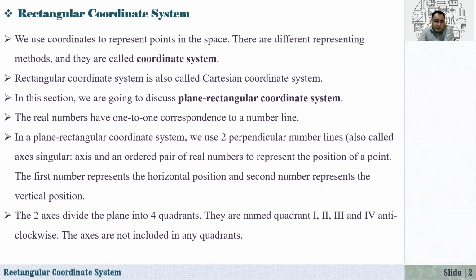So in a plane rectangular coordinate system, we use two perpendicular number lines, also called axes. That is the horizontal line, the x-axis, and the vertical line, the y-axis. The intersection point of these two lines we call the origin of the coordinate system. The first number represents the horizontal position and the second number represents the vertical position.